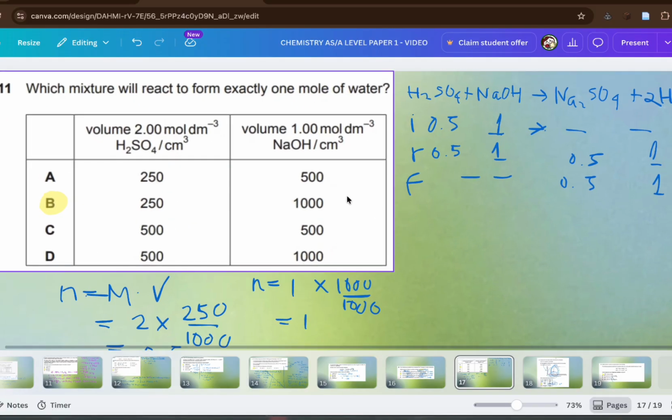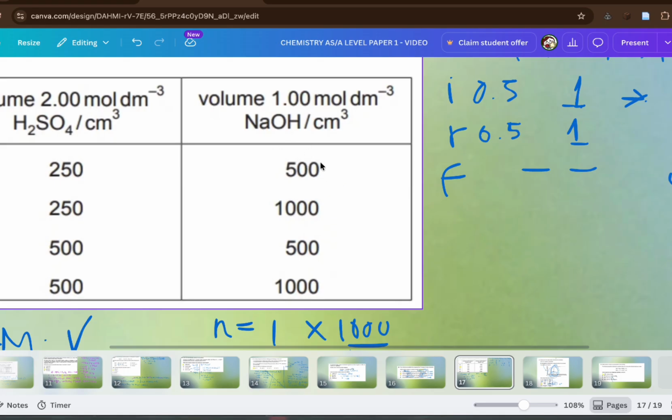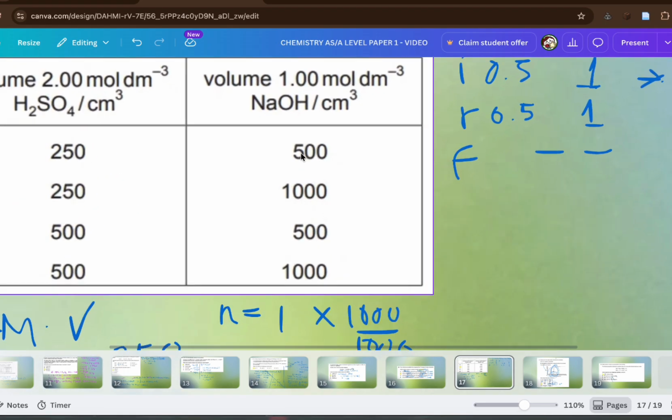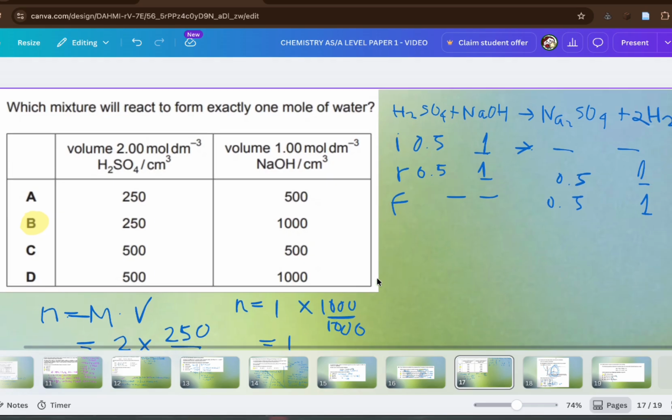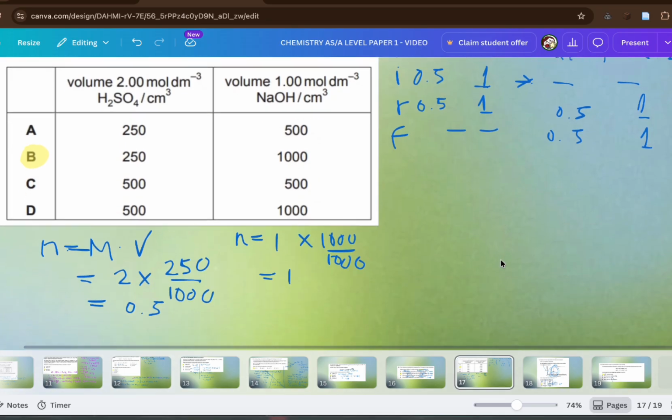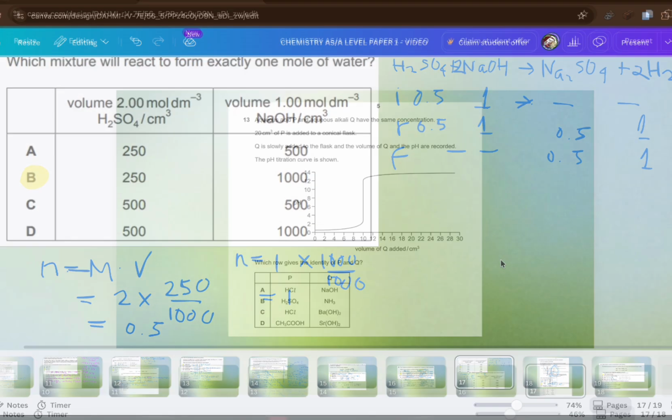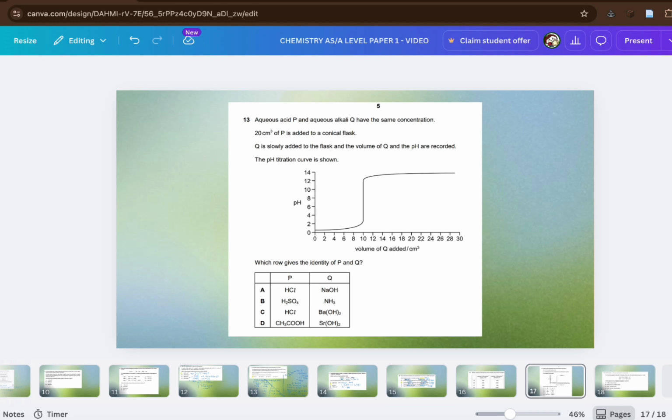So that means if we calculate the volume of NaOH here, 500, it will not result in 0.5 because 0.5 is for both of the sodium hydroxide. It will result in 0.5 of H2O, which is wrong. All right. Next question.